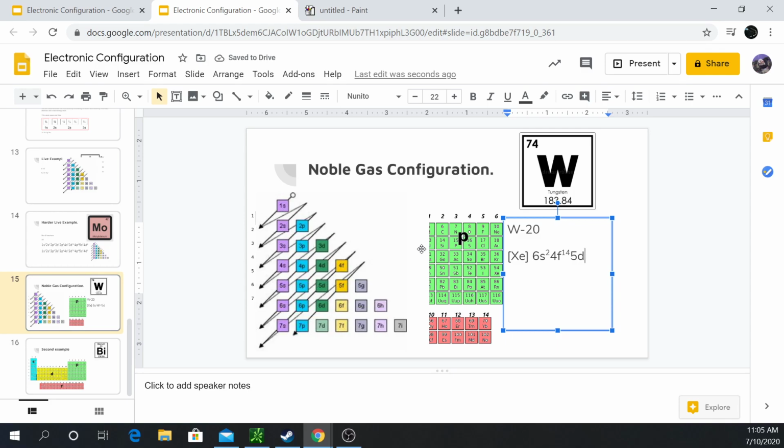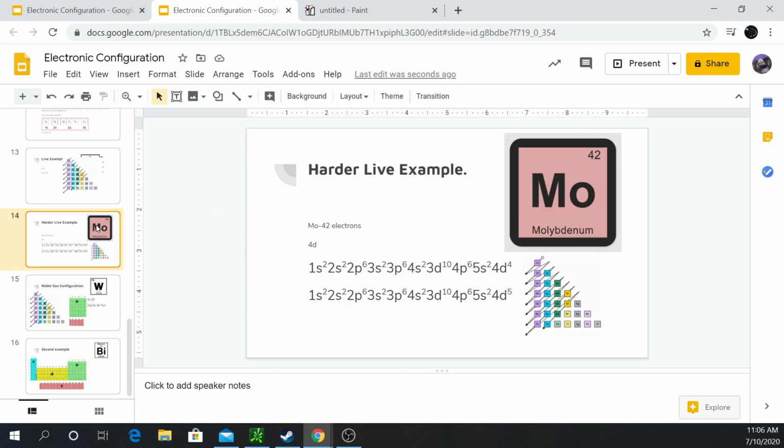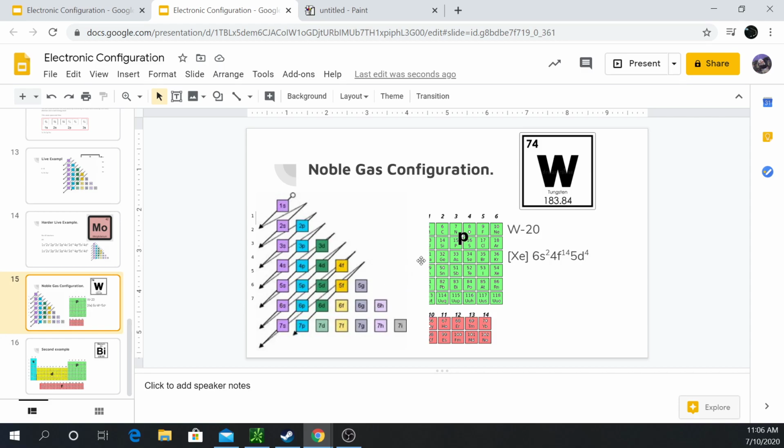Okay, we've already used up 16. We only have 4 left. D can hold up to 10, and it only needs to hold 4. So we're going to have 5D4. Okay, and this is it. Now, obviously, this one ends up being, even though it has more electrons in total, smaller than this one. So it's kind of like our peak laziness right here.